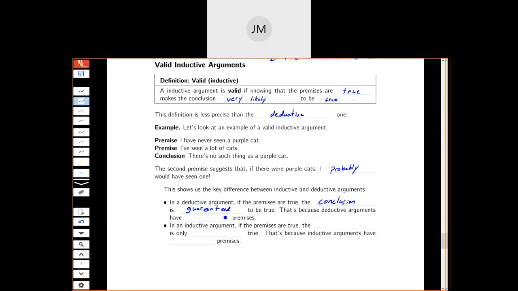And that's because deductive arguments have these general premises that always apply. In an inductive argument, if the premises are true, the conclusion is only probably true. Because inductive arguments have these specific premises. And when we look at specific cases and form a pattern, sometimes those patterns just don't hold.